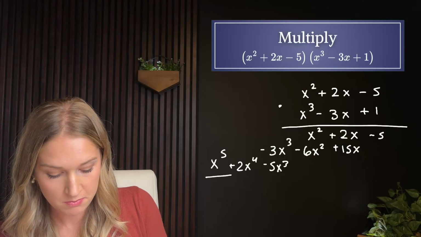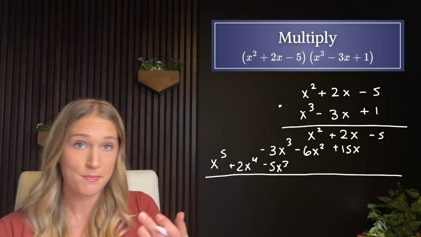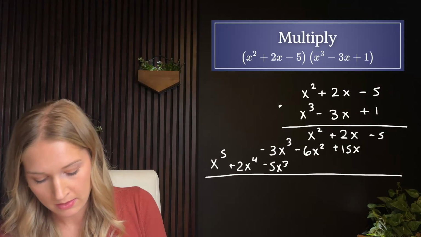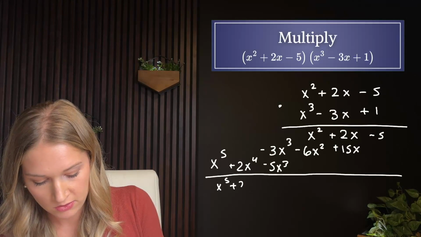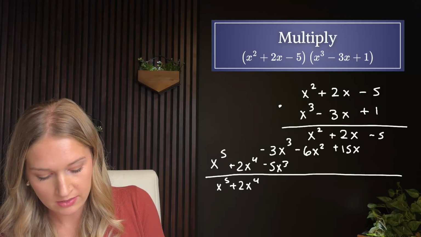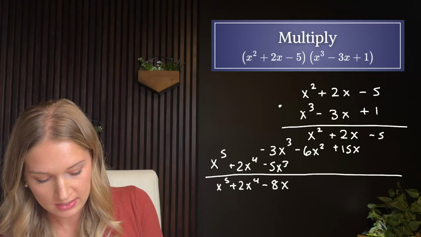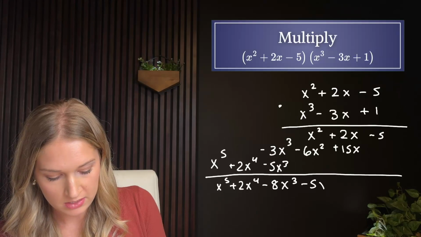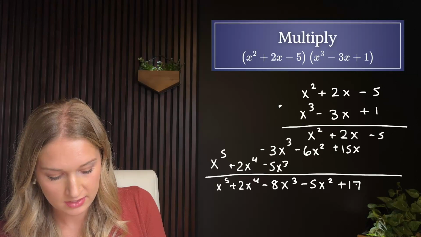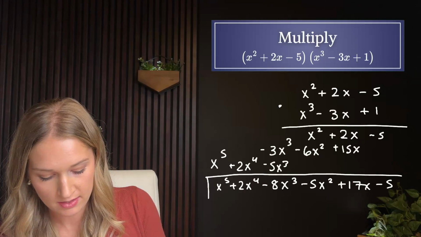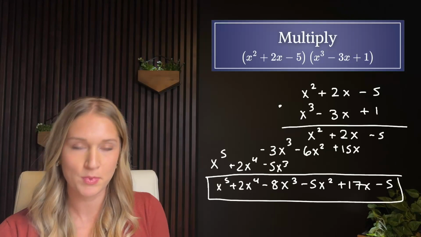And then we just combine like terms, and everything's lined up, so we just need to add vertically. X to the fifth plus 2x to the fourth. Negative 3 and negative 5 give me negative 8x to the third minus 5x squared plus 17x minus 5. And this is my final polynomial.